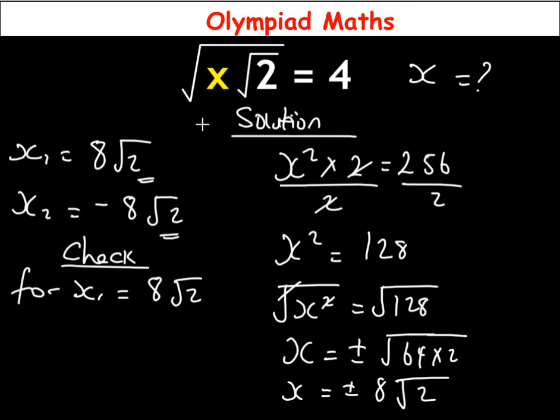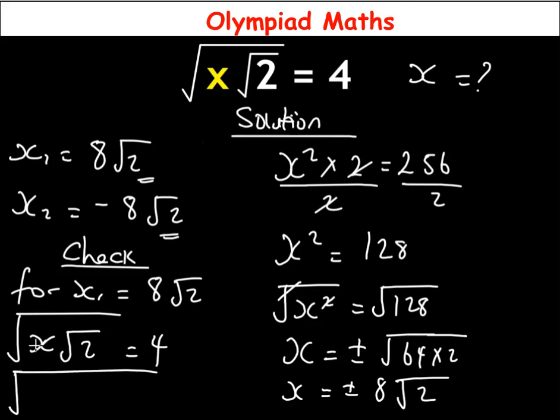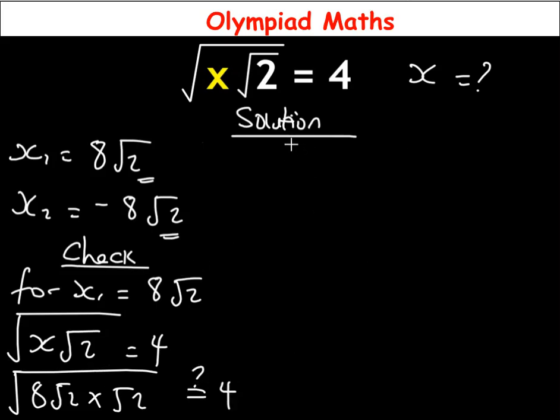So inputting x as 8√2, we have √x · √2 is equal to 4. This was the initial equation. So x is then 8√2. So √x is 8√2, then times √2, will it be equal to 4? So we have 8 times √2 times √2, which is the same thing as √4, which is equal to 4.